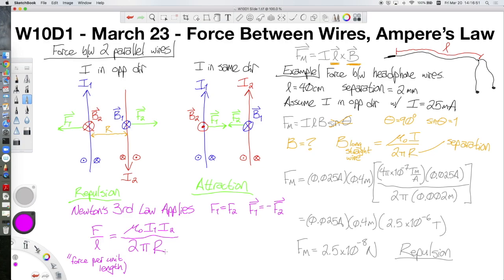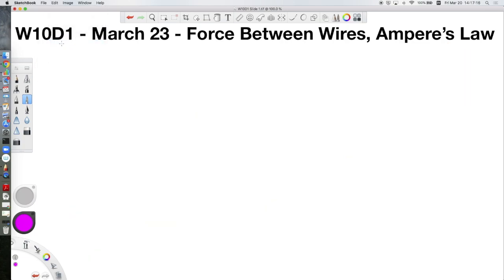So note that whether you're finding the force on wire 1 or the force on wire 2, we have both of the currents involved. So you'll get mathematically the same magnitude of the force either way. So that's everything I plan to say about the force between two parallel wires. So I'm going to clear this off so that we can start to talk about Ampere's law.